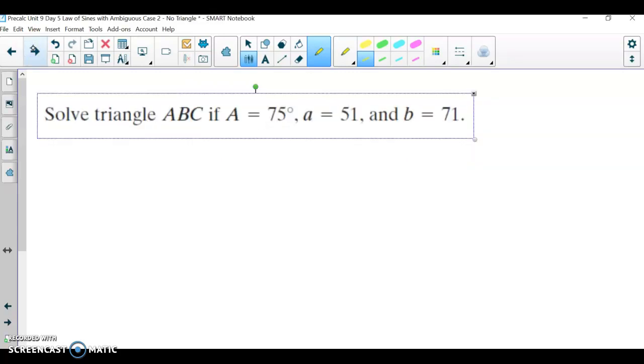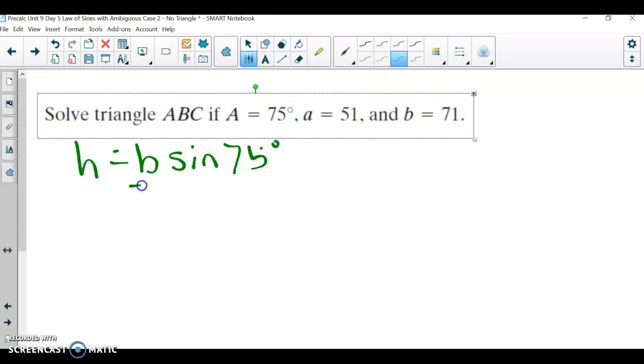We have this triangle. I have that A equals 75 degrees, little a is 51 and little b is 71. So again, we're going to go to the formula of h equals b sine of our angle A. And angle A is an acute angle, right? So we know we're going to try that first case of no triangle. If I plug in my values, b is 71, sine of 75, sine of A.